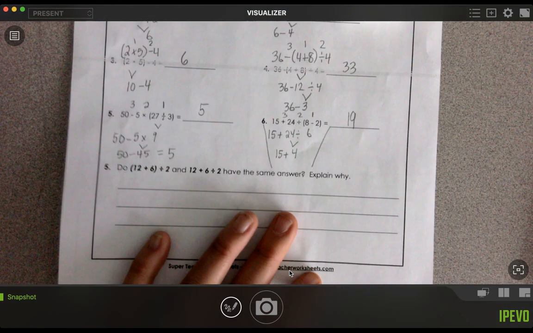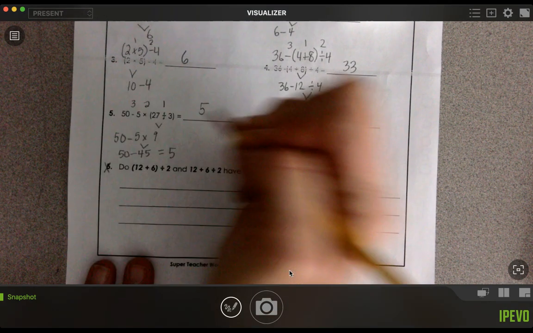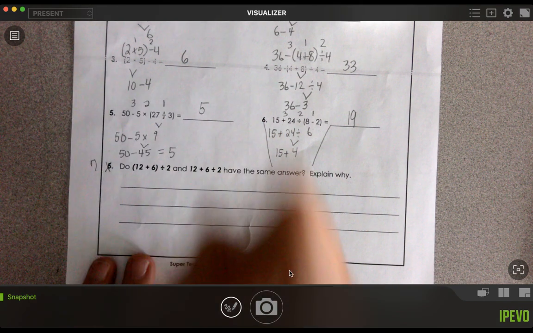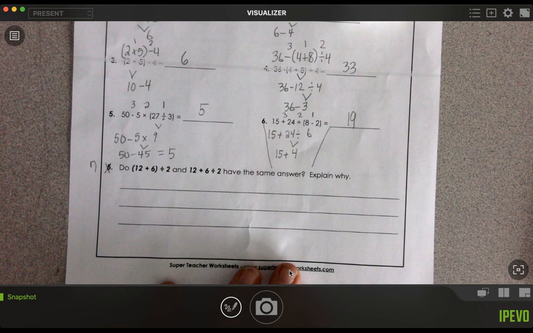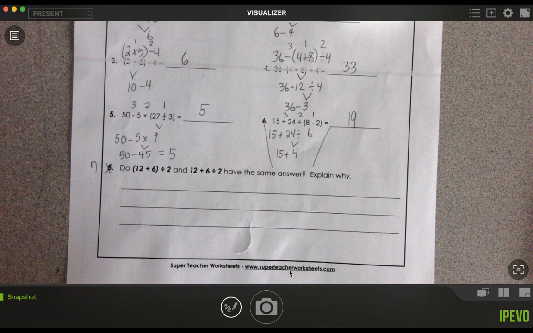I will leave, oh, look at that mistake. That should be number 7. I'm going to leave number 7 for you to solve. It's using PEMDAS to explain why those should or should not be the same answer.